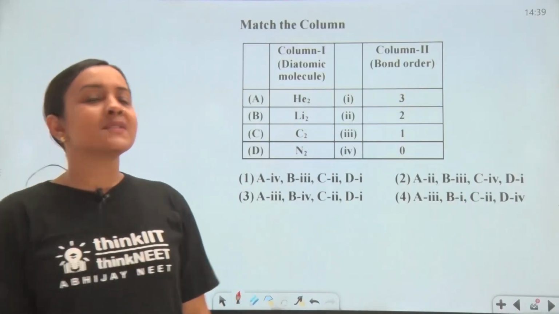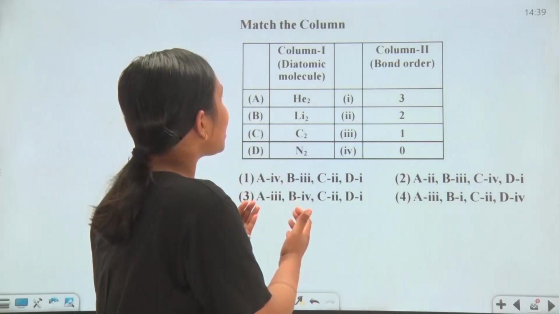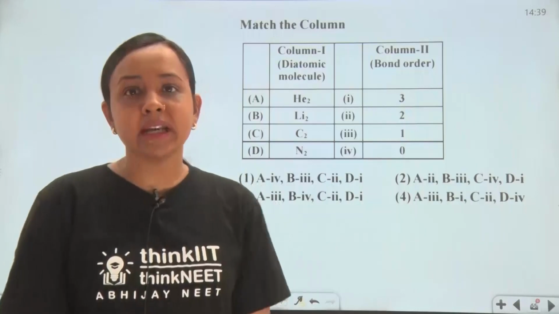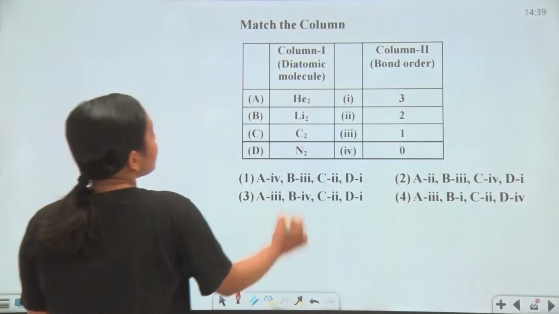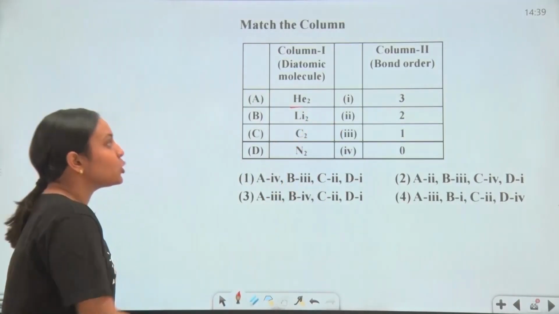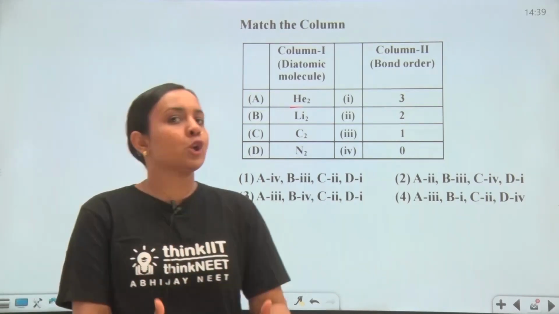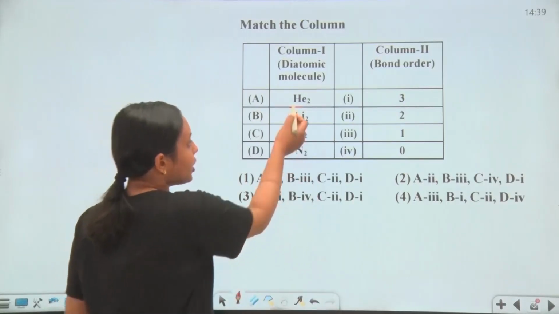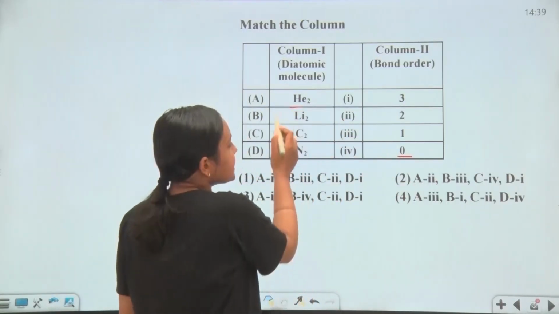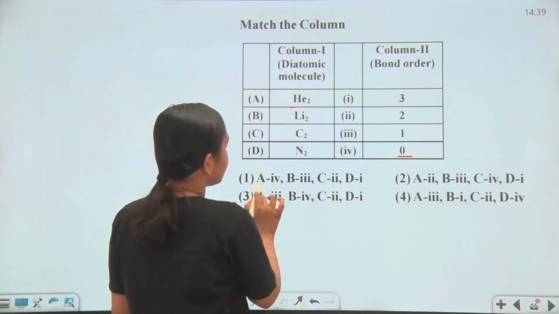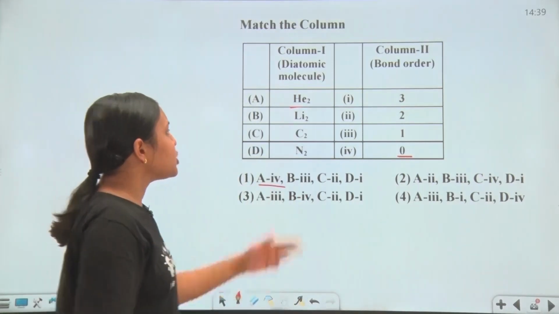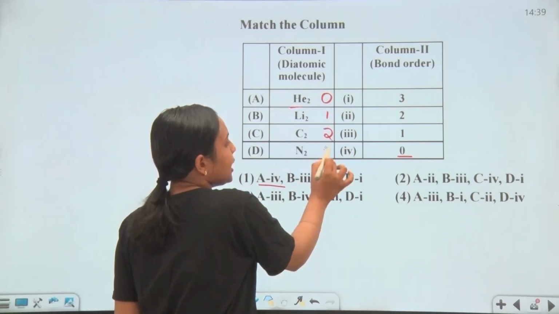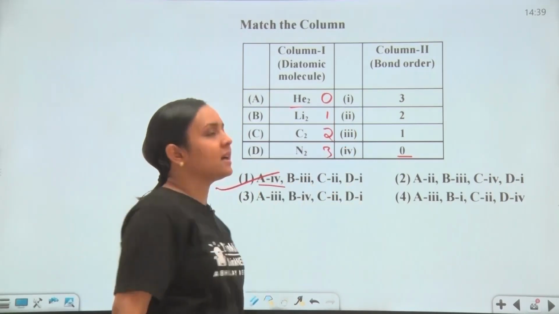Hello dear students, our next question is, we have to match column first of diatomic molecules with column second of bond order, right? So first is helium. Helium is an inert gas, so it does not form a diatomic molecule, it exists as a single species, so we can say that bond order is 0, right? So A is matched to the fourth, you can see here. Li2 bond order is 1, C2 bond order is 2, and N2 bond order is 3. So option 1 is the correct answer.